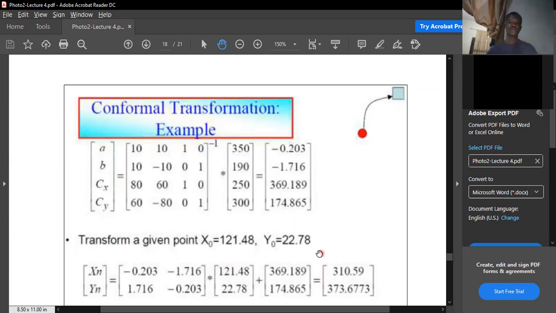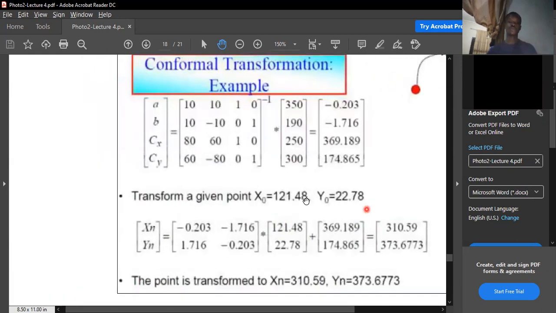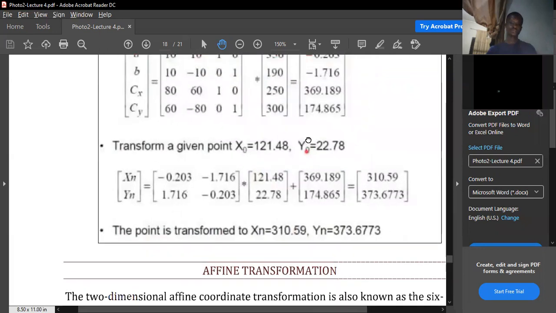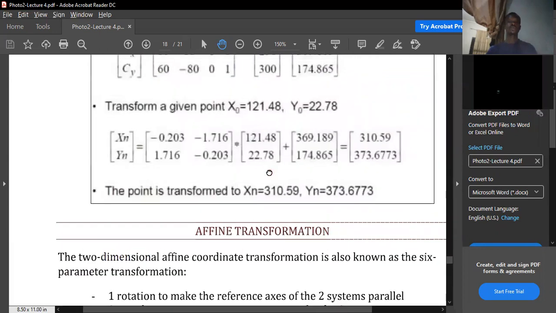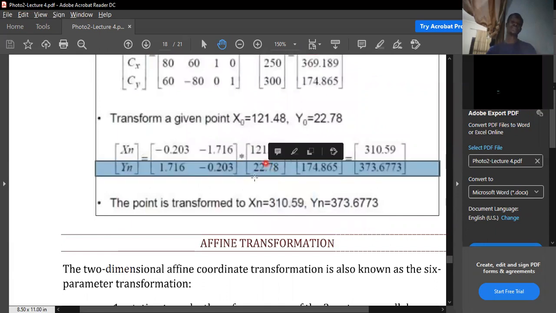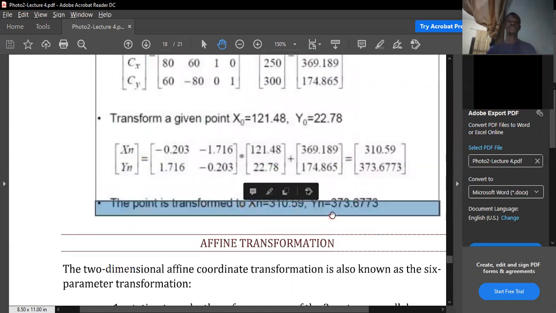So whichever way you look at it, you need to solve for the unknowns. These are shifts. The CX and the CYs are shifts. And then the A and B. So these are coordinates within one of the systems. And then these are actually the cosine of the rotation times the scale, and the other is the sine of the rotation times the scale. So we work out the values that we don't know, and we're able to obtain this.